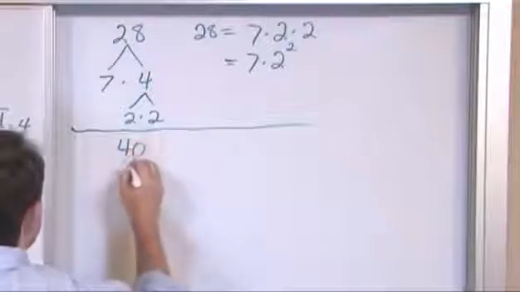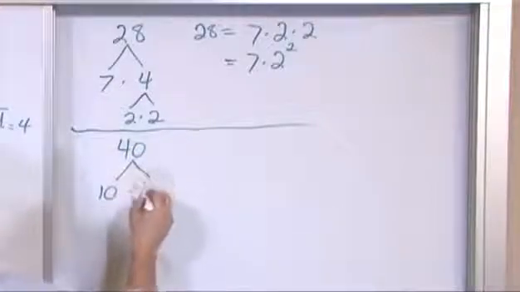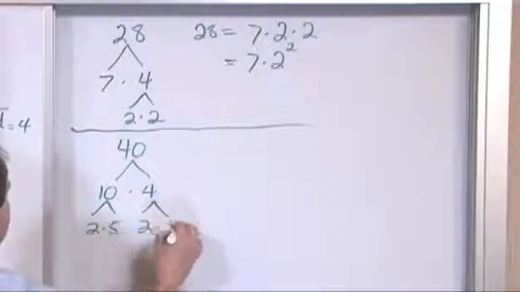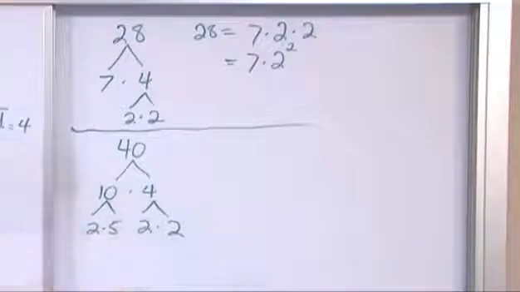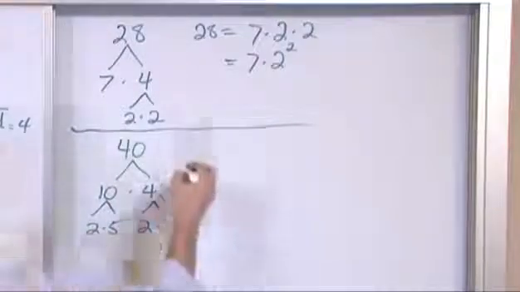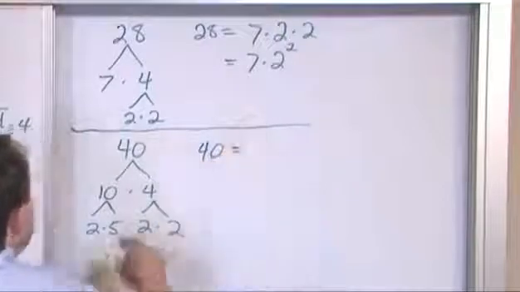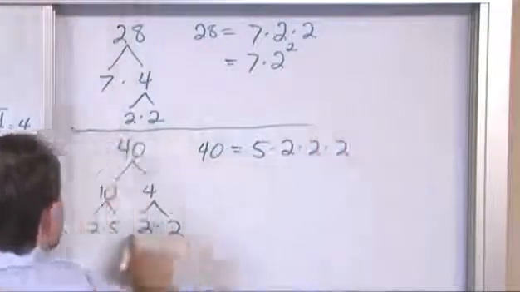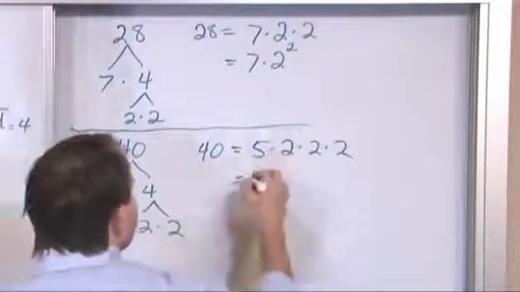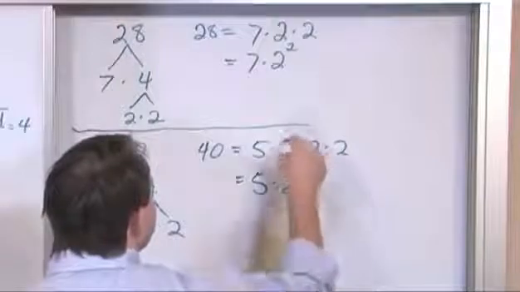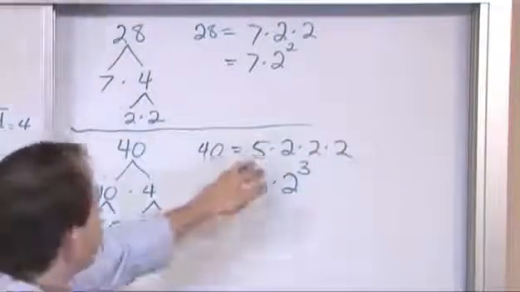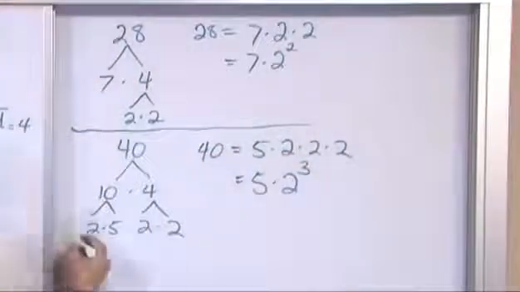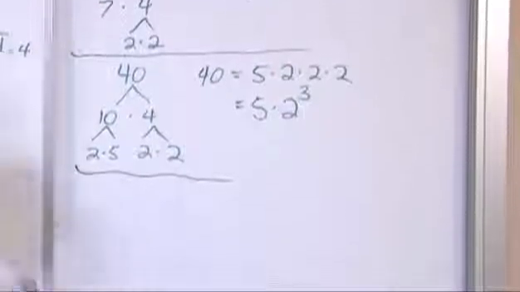What about 40? Well, 10 times 4 is 40. 10 can be 2 times 5, and 4 can be 2 times 2. These are all prime numbers at the bottom. There's no way to go any further down there. So to write the prime factorization, I'm going to put the 5 first, since I know I'm going to have 2 times 2 times 2 over here, which can be written as 5 times 2 to the third power, because I have 3 of them here. And if you think about it, 5 times 2 is 10, 10 times 2 is 20, 20 times 2 is 40, so that factorization does work out. The nice thing is you can always check it, because it's just multiplication.